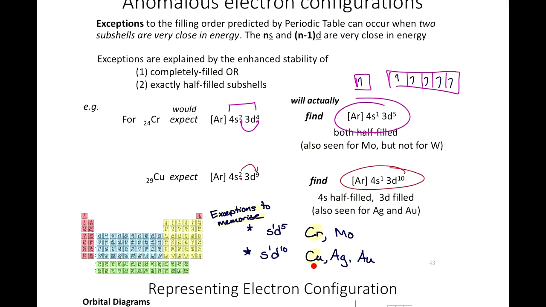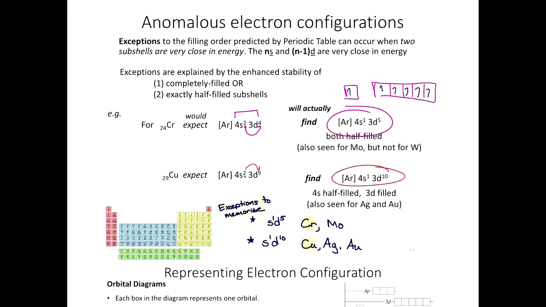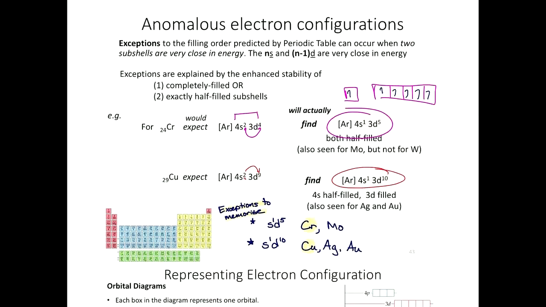Copper does it, and silver and gold too. You'll see d10, s1 instead of s2, d9. So do just memorize those ones, because those can definitely be tricky. All right, so we've placed electrons.